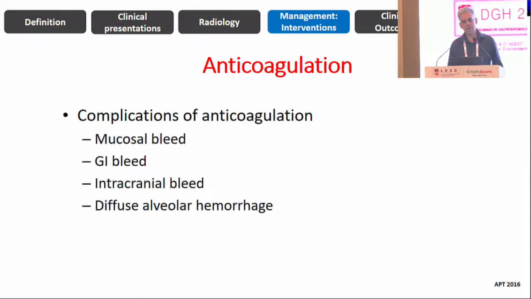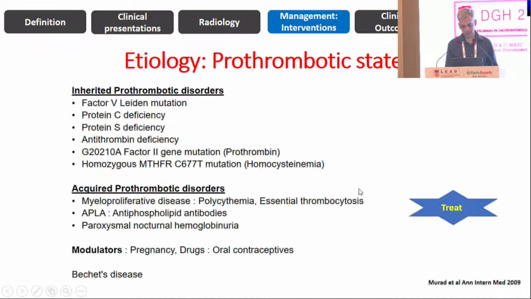Anticoagulation, yes, because they have a hypercoagulable state. If you are doing any kind of intervention, they need treatment with an anticoagulant. We'll come to that, but do remember anticoagulants do also have some side effects. So you can't just put a patient on anticoagulant and send them back home. They may come to you with mucosal bleed, GI bleed, intracranial bleed, and even pulmonary hemorrhages.